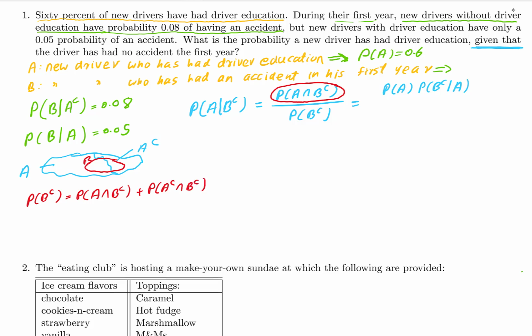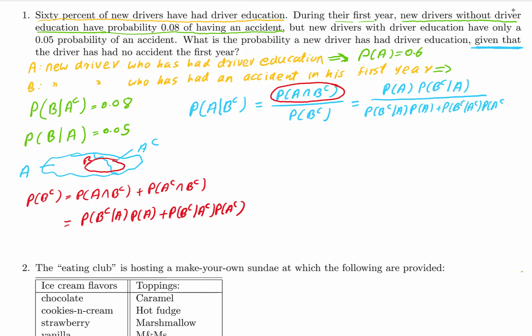Okay. So using the conditional probability equation, we can write probability of A intersection B complement is probability of B complement given A times probability of A. Plus, similarly, this one can be written probability of B complement given A complement times probability of A complement. Okay, so I use conditional probability equation. Then I can use that over here: probability of B complement given A times probability of A plus probability of B complement given A complement times probability of A complement.